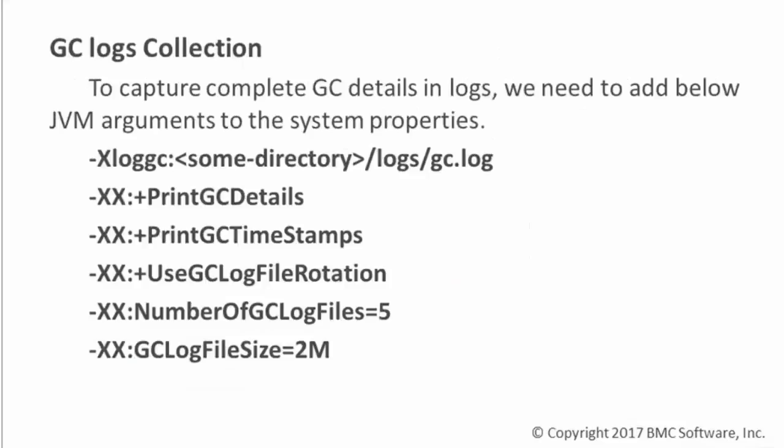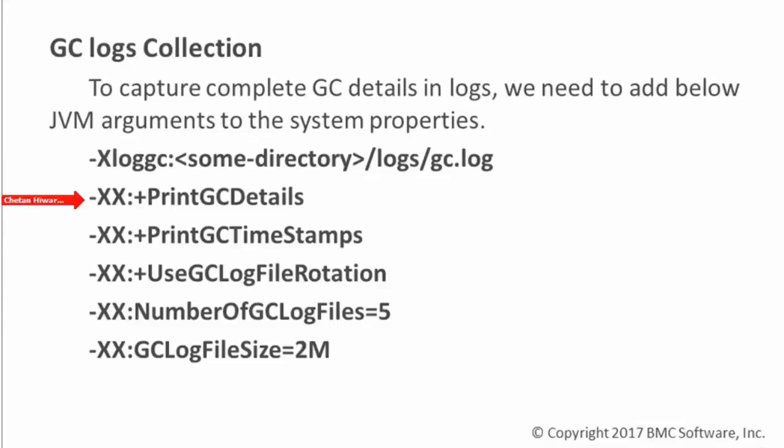Now let us see how we collect garbage collection logs. To collect garbage collection logs, we have a few standard parameters, or we can say standard JVM arguments, which we need to add in system properties. These are some parameters I have mentioned here. The first one mentions the path where this log will be collected.